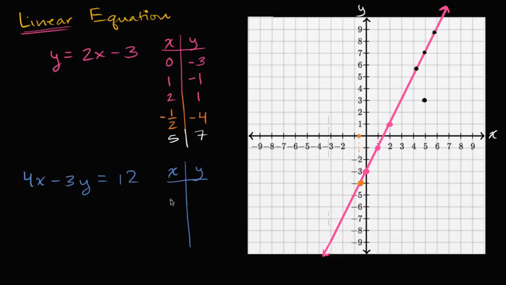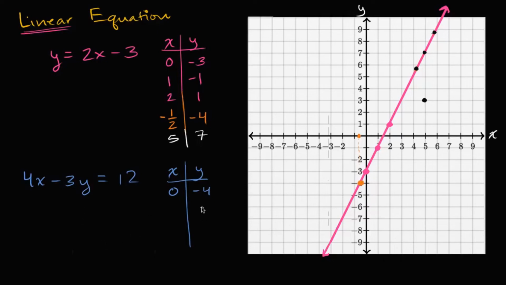If x is equal to 0, then this goes away and you have negative 3y is equal to 12. If negative 3y equals 12, then y would be equal to negative 4. So 0, comma, negative 4. You can verify that. 4 times 0 minus 3 times negative 4 is going to be equal to positive 12.